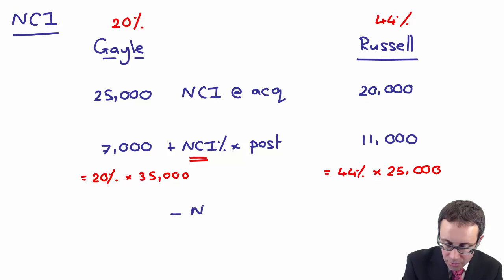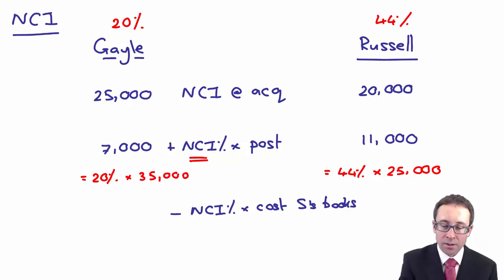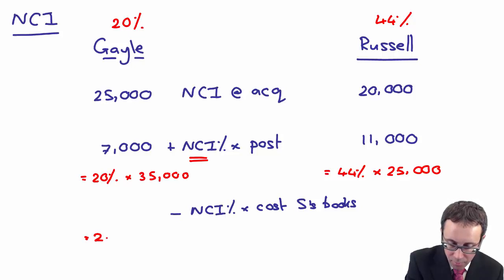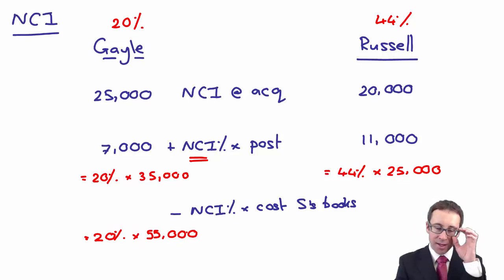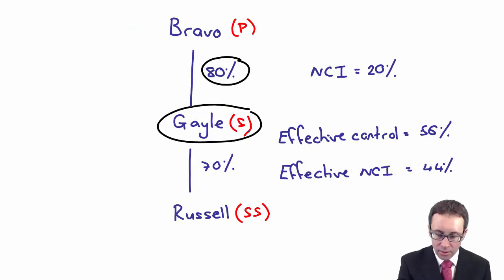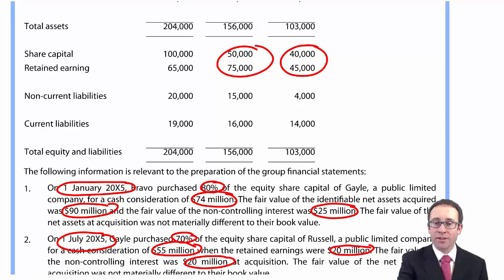However, there is just one little bit that we need to put in. We also need to deduct, don't we, the non-controlling interest percentage of the cost that you have in S's books. So what you have there is, we know the NCI is 20. The cost of the investment, I think that S had, was 55,000, wasn't it? Okay. Remember, we're just looking at the sub only.